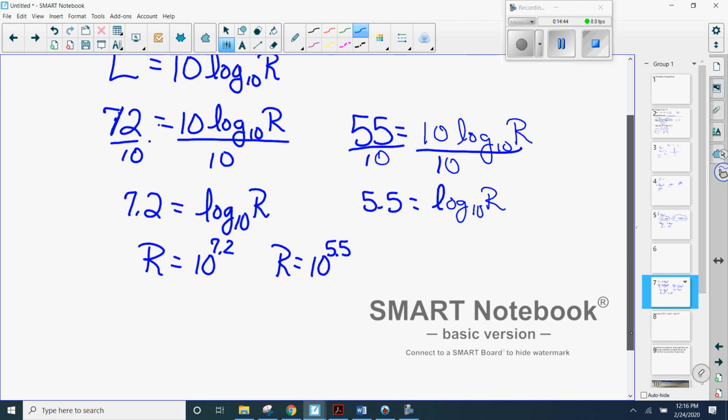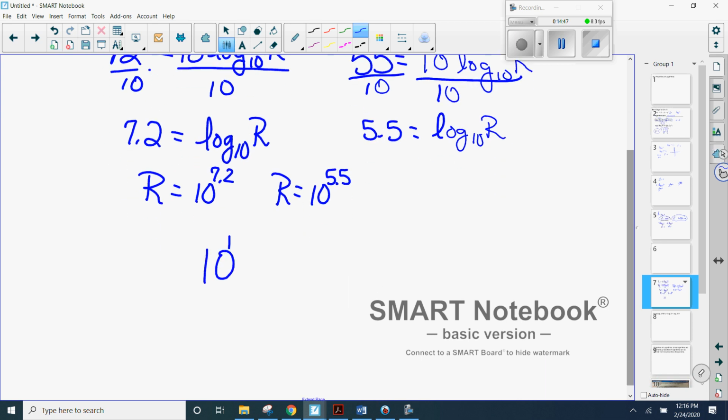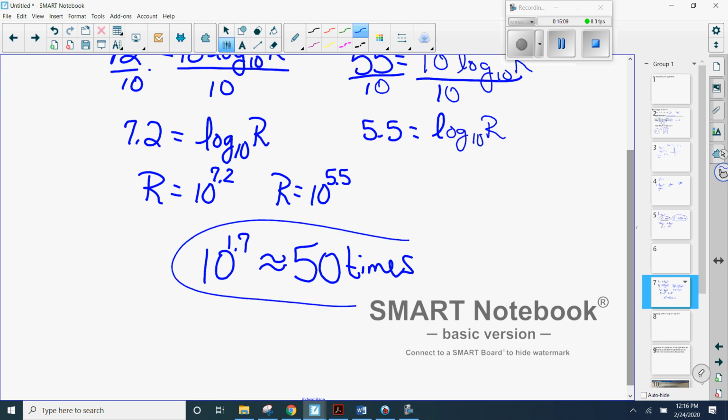So how many times? 10 to the 1.7. Now, if you want that as far as an actual number, how many times? Take 10 and raise it to the 1.7 power on your calculator. I'm just going to say approximately 50 times. That'll work. If you put those two squiggly lines, that's approximately equal to that.